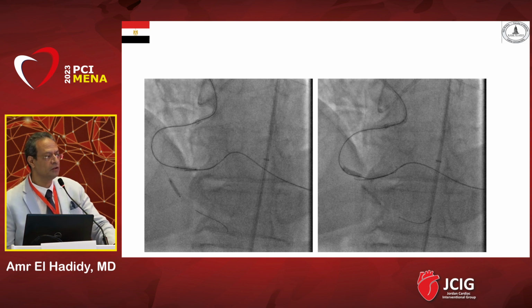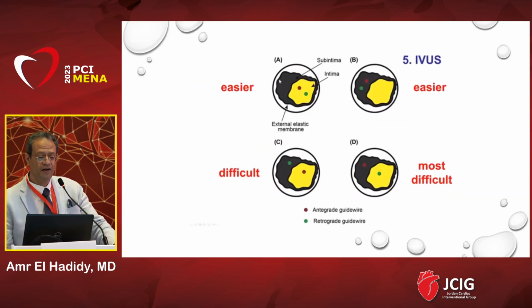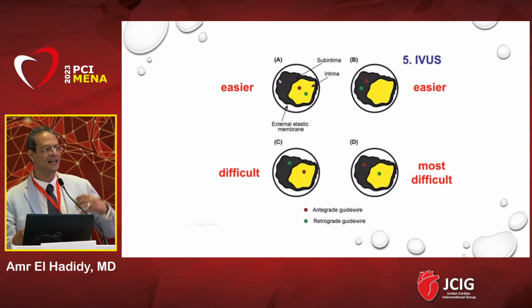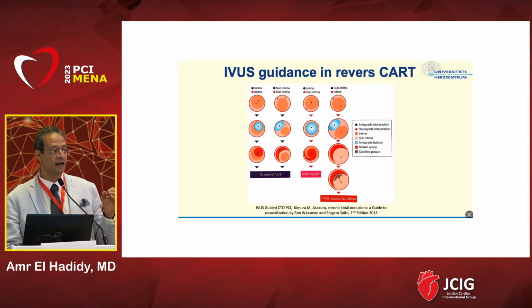Definitely one of the important tools is imaging. IVUS is a very good tool to show you where the retrograde and the antegrade are in relation. If you have both in the intimal space, it's very good. If you have both wires in the subintimal space, it's okay, you can connect. The most difficult one is if you have one in the intimal space and the other one in the subintimal space. So this is the most difficult scenario, and this needs IVUS. And definitely IVUS guidance in reverse CART is a good example of using IVUS in this scenario.